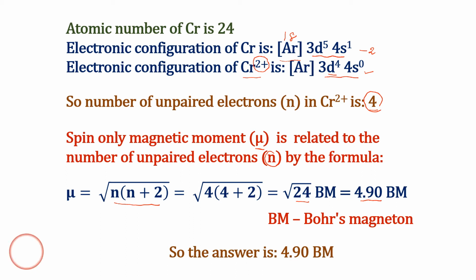So in this problem you should know how to calculate the spin-only magnetic moment from the number of unpaired electrons present in the given ion. So this is the required formula, mu equals square root of n into n plus 2.